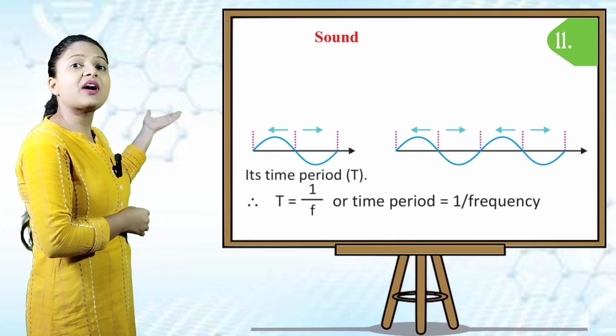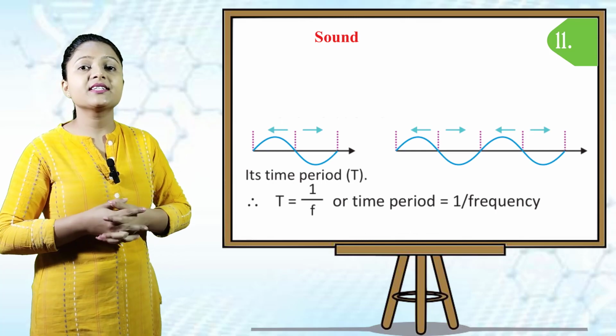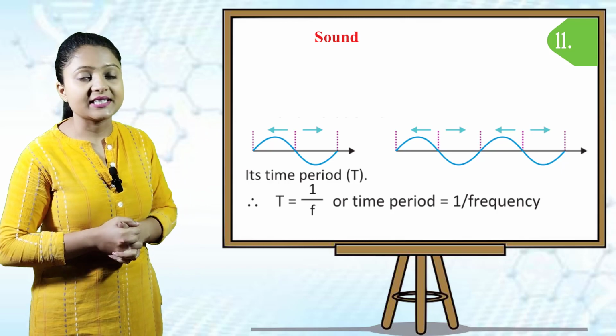So, T is equal to 1 divided by F, or time period is equal to 1 divided by frequency.